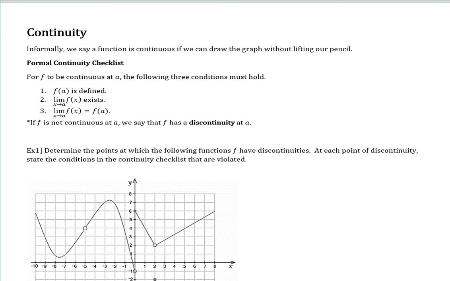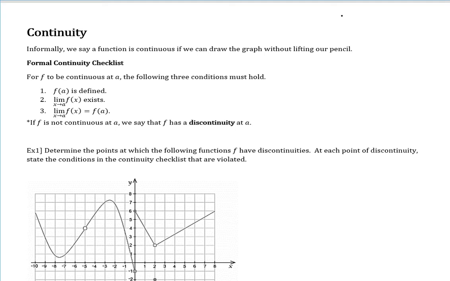Hi everyone, welcome to our video on continuity, where we will be looking at continuity at a point. So we have a kind of general definition of continuity. Informally, we say a function is continuous if we can draw the graph without lifting our pencil.